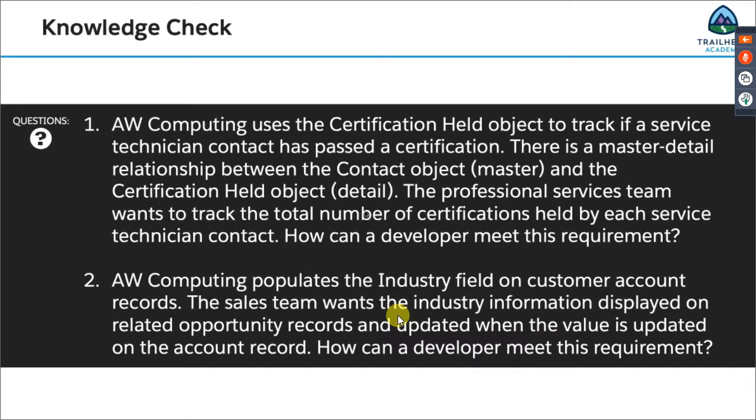Draw a box, it has an industry field, put that industry in there. The sales team wants the industry information displayed on the related opportunity. Stop. There is another object called opportunity. Draw a line. Now, don't write the whole thing, account and opportunity, on the exam.